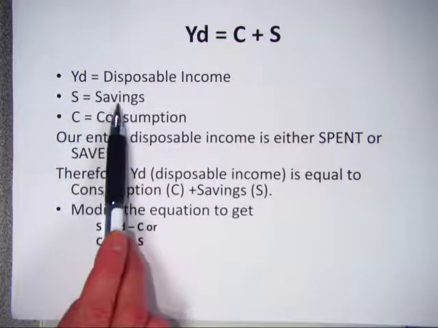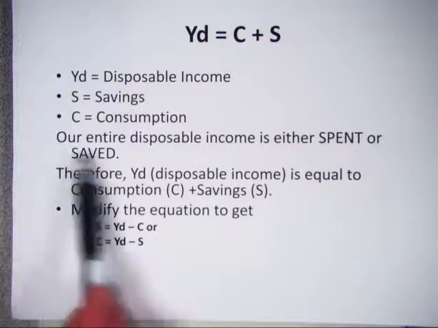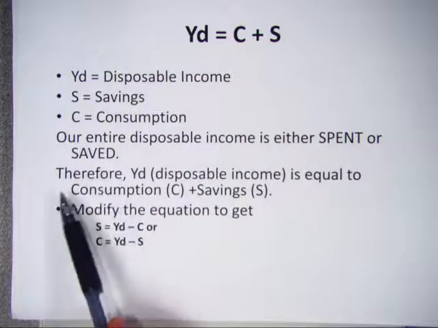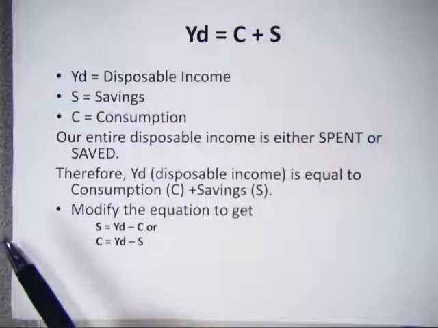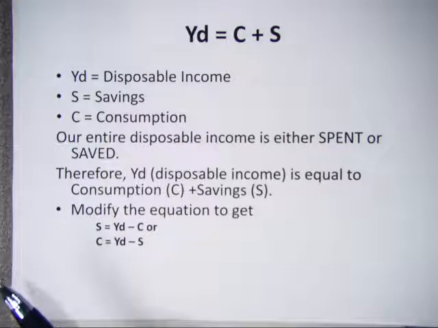S stands for savings, and C, as you know, stands for consumption. Our entire disposable income, YD, is either spent or saved. If I have $100 worth of income and I spend $95 of it, I'm saving the remaining $5. I have to do something with it, right? The $5 in savings doesn't necessarily mean that I put it into a passbook savings account or bought stock in it. I could have put it in a jar that keeps coin. The fact is I am saving it for another purpose or for a different day.